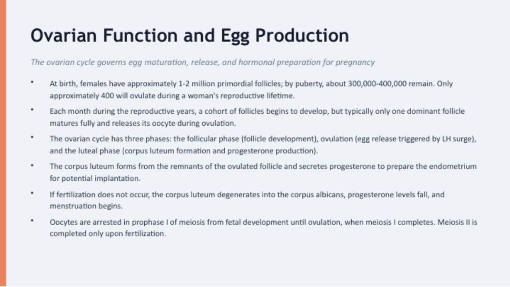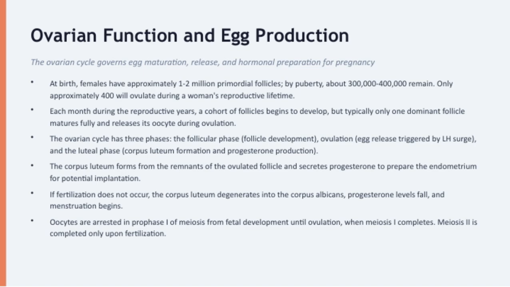Now, the ovarian cycle itself has 3 main phases. First, there's the follicular phase, where the follicles develop and grow. Then comes ovulation, triggered by a surge in luteinizing hormone, or LH, which causes the mature egg to be released. After that, we enter the luteal phase, where the remaining follicle transforms into the corpus luteum, which secretes progesterone to prepare the endometrium, the lining of the uterus, for possible implantation.